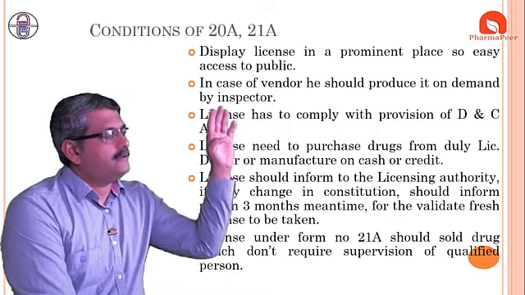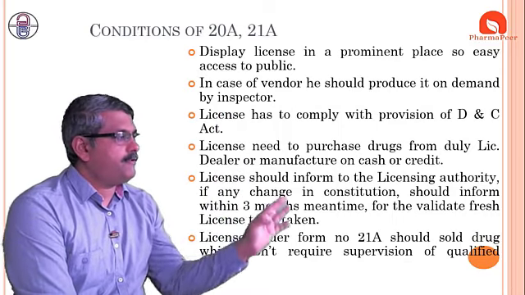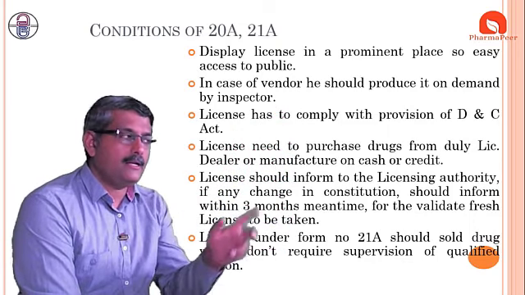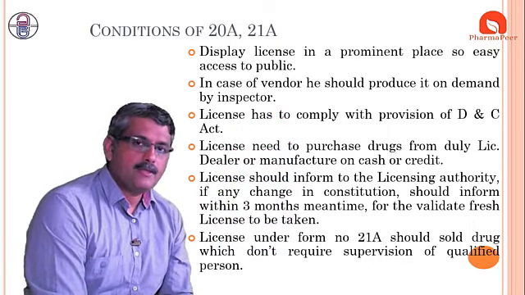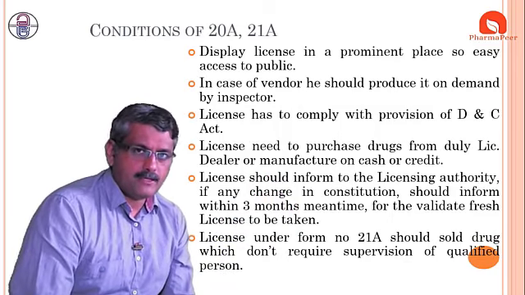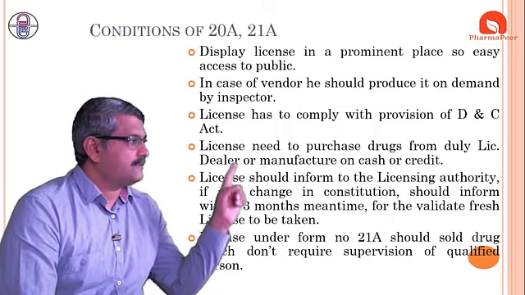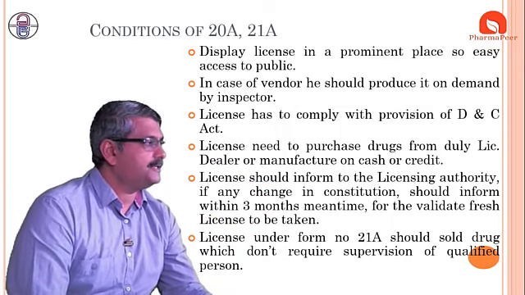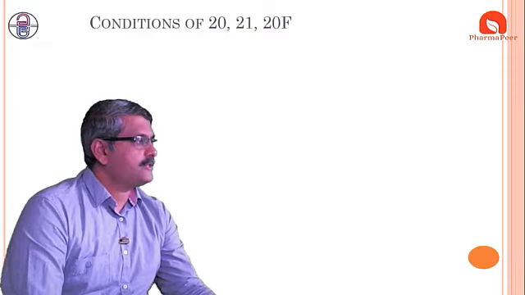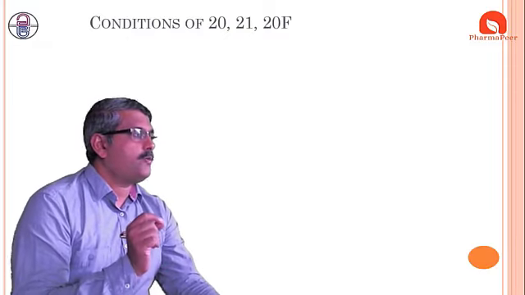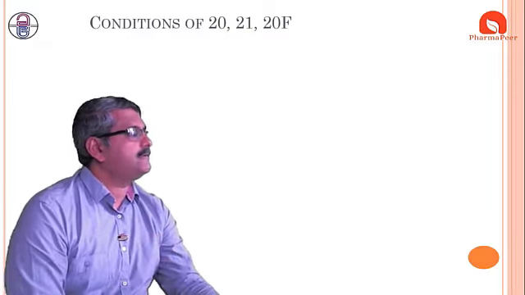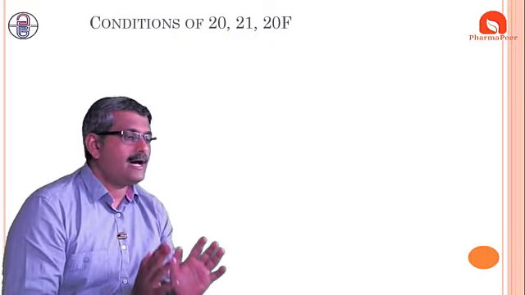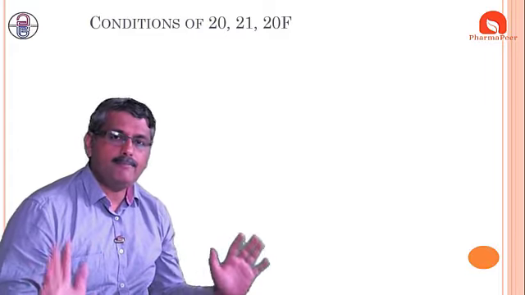Now, just check. There are a few of these conditions which are going to repeat in the next few slides for a few form numbers. There are a few conditions which are going to be repeated in the following conditions. Like the next condition is for Form number 20, 21, 20F. Now this condition is for the retailer. Then what are the conditions that the retailer has to maintain?